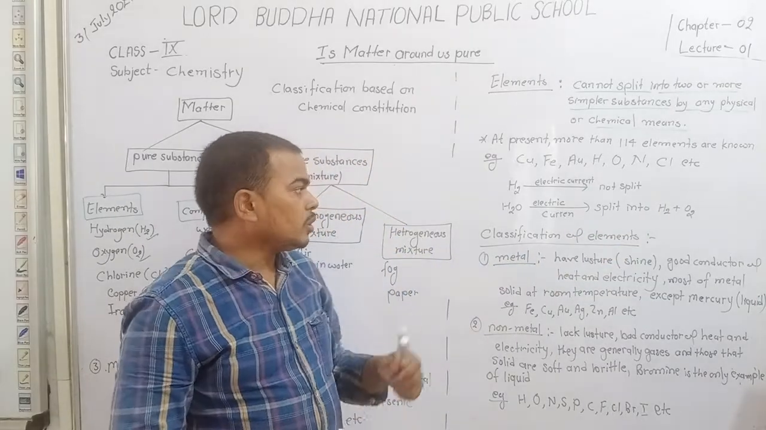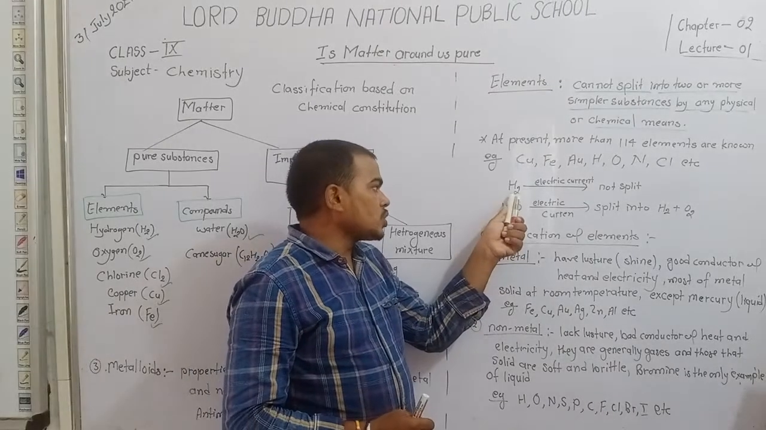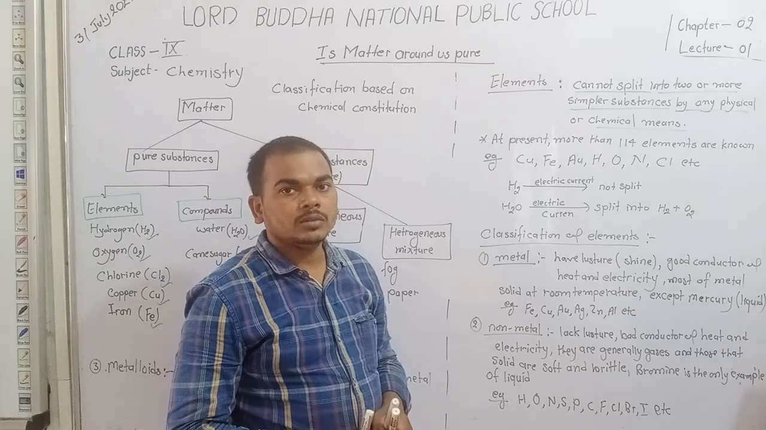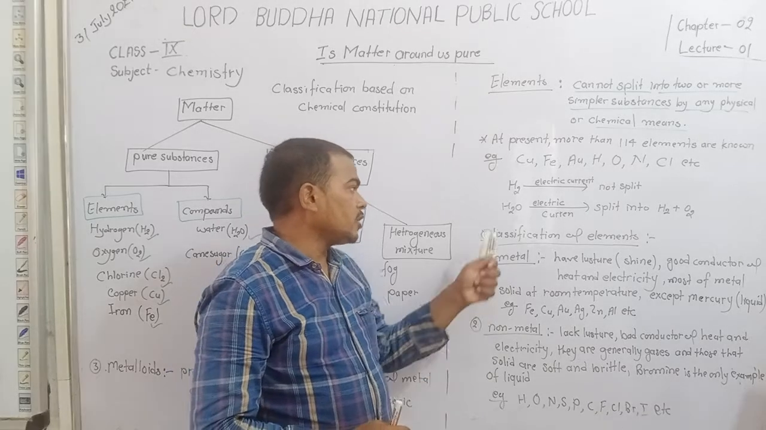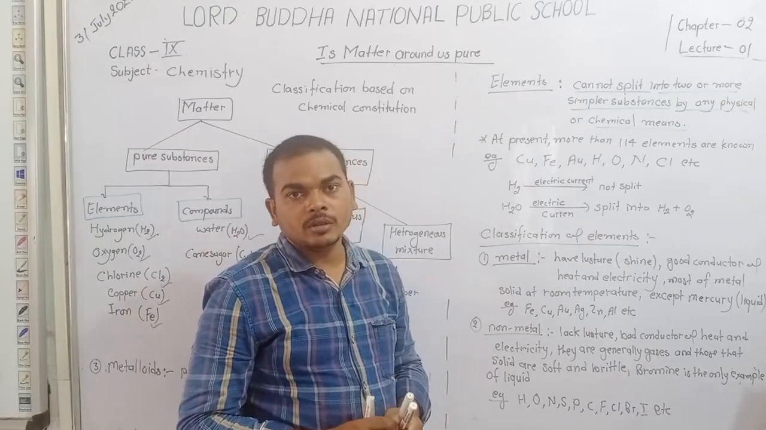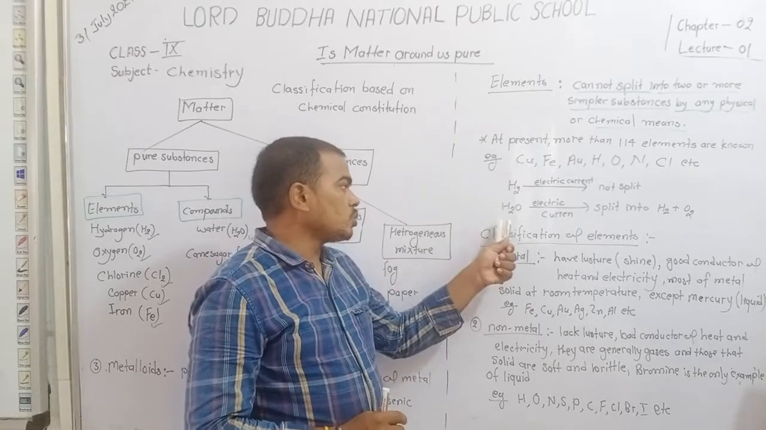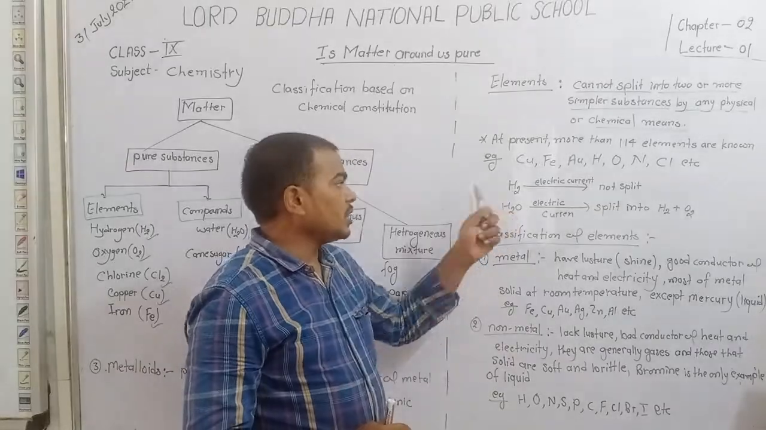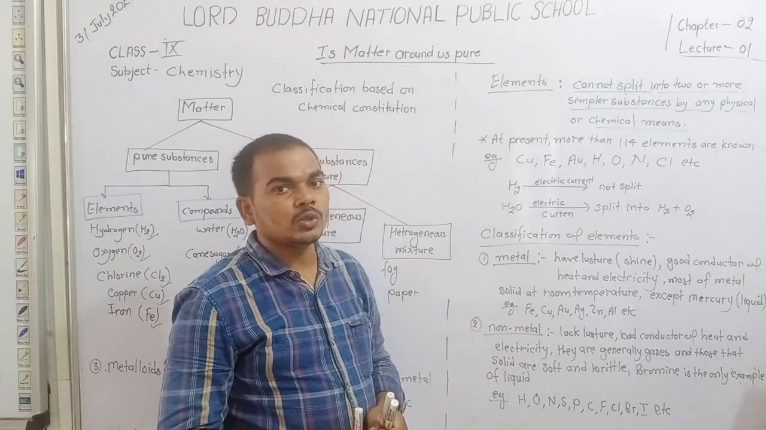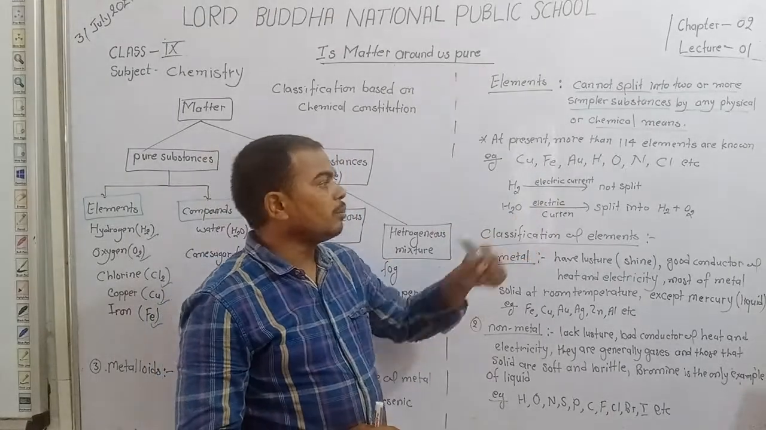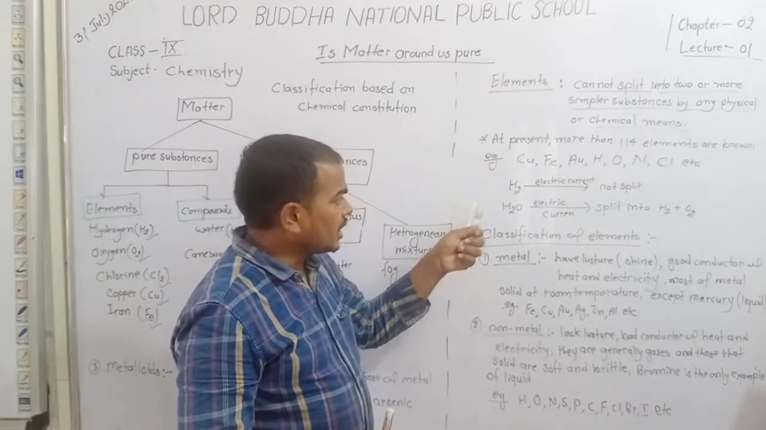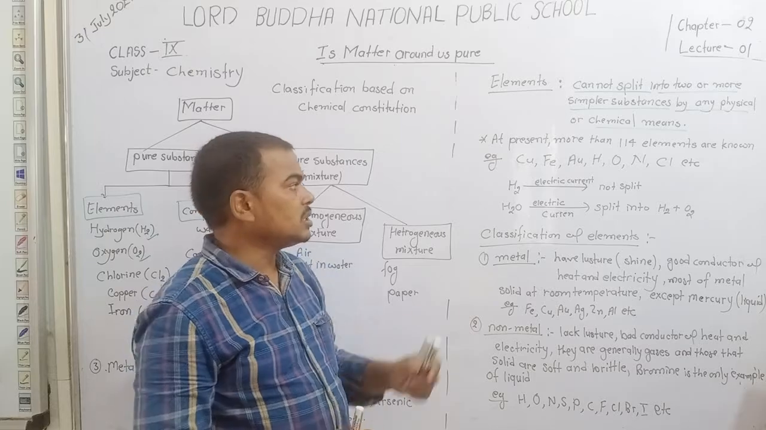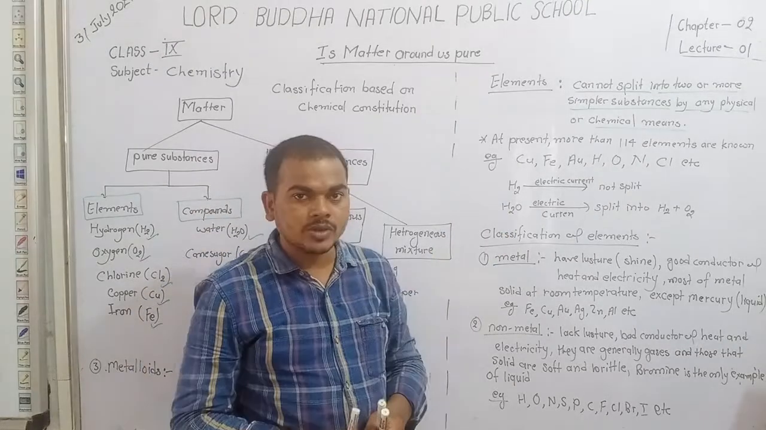So we say that H2 is an element, but H2O is not an element, because H2O is split into H2 and O2, whereas H2 does not split into two or more simpler substances. So we say that H2, that is hydrogen, is a pure substance, and in pure substances it is known as an element.